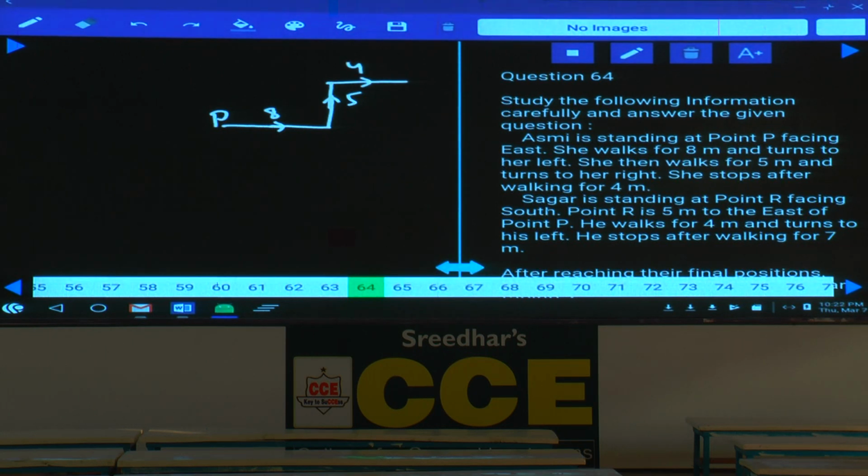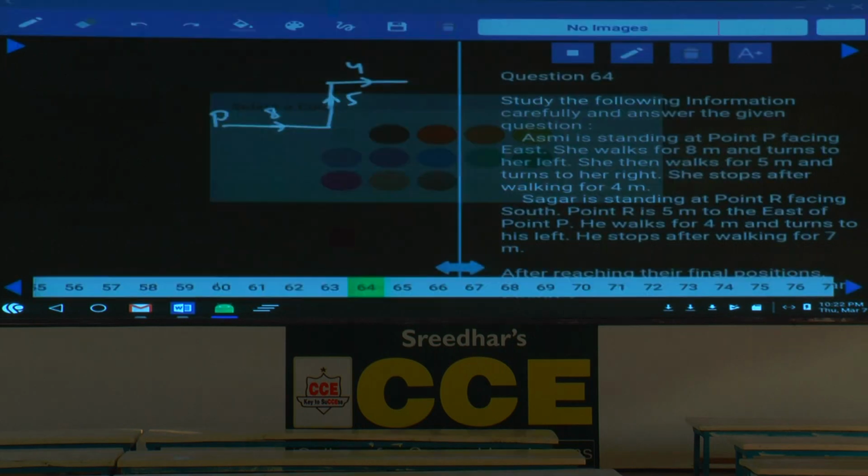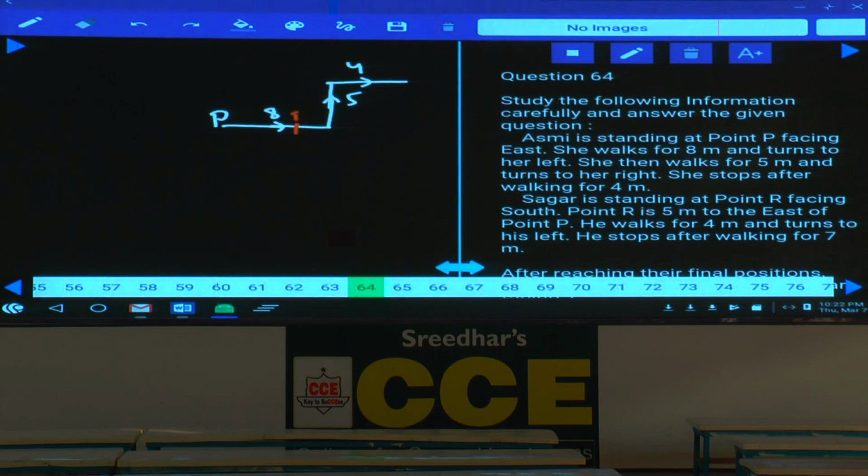Then Sagar is standing at point R, facing south. R is 5 meters to the east of point P. Now from point P, R will be somewhere here, isn't it? Then what is the distance here? The distance between P and R is 5, and the distance between R and this point will be 3 meters. Are you following this one or not? The total distance is 8 meters, the distance between P and R is 5, and here the distance between these two is 3 meters. Done with this? 3 meters.